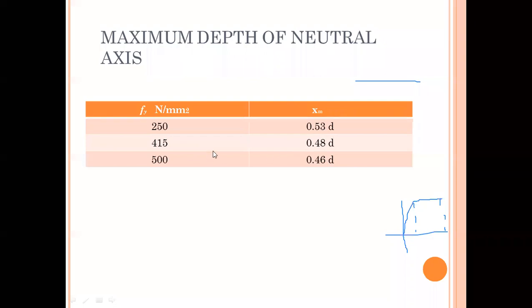You have to just remember this: for Fe250 the value of XU max is 0.53D, for Fe415 the value of XU max is 0.48D, and for Fe500 it is 0.46D. Similarly in this case, the MR equation you will also get directly.